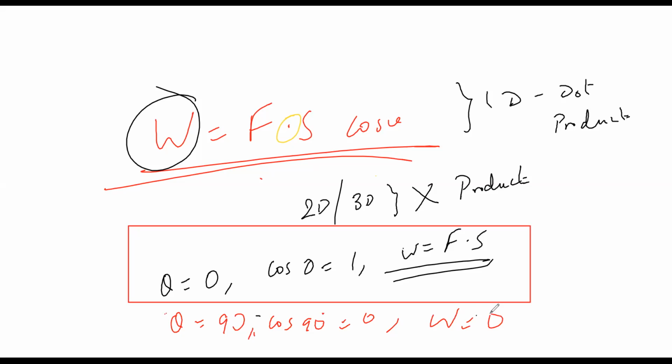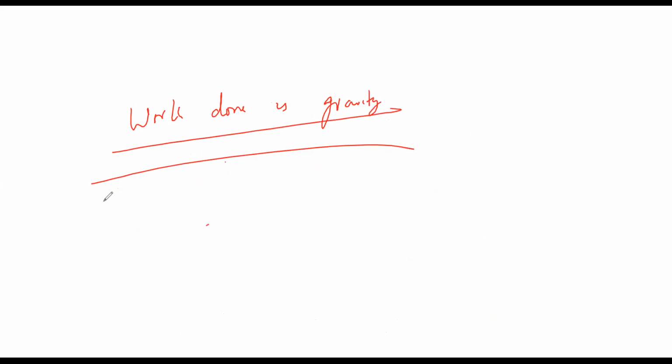But normally W is equal to Fs cos theta, or F into S respectively. Suppose the work done is by gravity. Let's see the work done by gravity. There are two kinds of work done: one is the positive work done and the other is the negative work done.